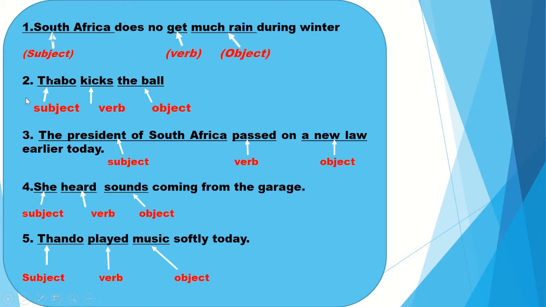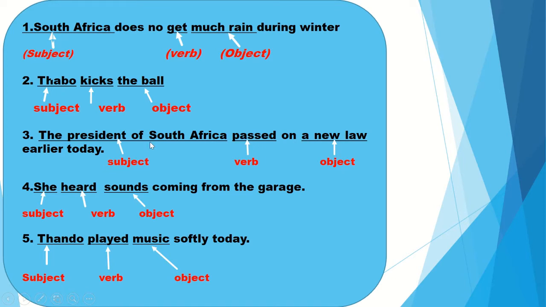The second sentence, which is quite easy: Thabo kicks the ball. Who is performing the action? Thabo. So Thabo becomes our subject. What is he doing? He kicks. Kicks becomes the verb. And then what is he kicking? He is kicking the ball. The ball becomes our object. Again, there's a relationship between the verb and an object. But I need to explain this: an object is not necessarily always placed at the end of the sentence. An object can be in the middle of the sentence. For you to be able to identify an object, you must be able to relate it to the action of the verb.